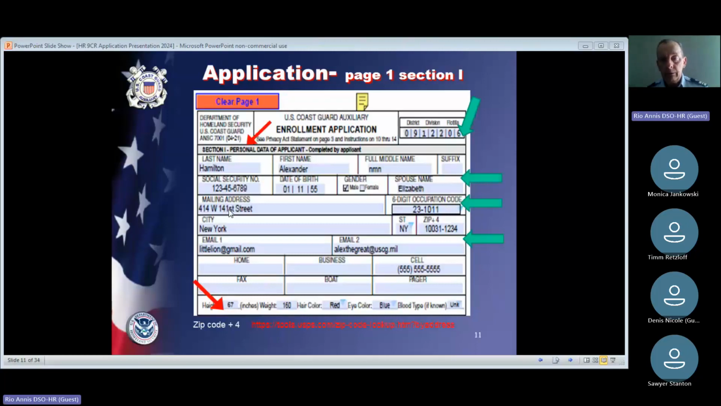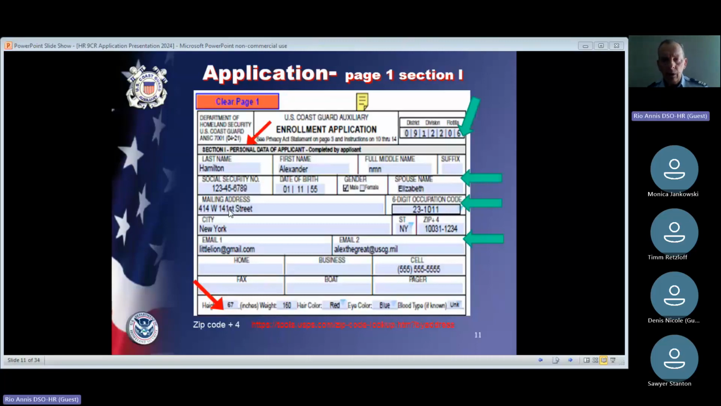Spouse name, it only needs to be the first name. It does not have to be first and last. Going back to the middle name of the applicant, if they do not have a middle name, then put NMN. That means no middle name. Suffix means junior or senior or the second or third. I've had people put in Mr. and Mrs. So suffix is not a prefix.